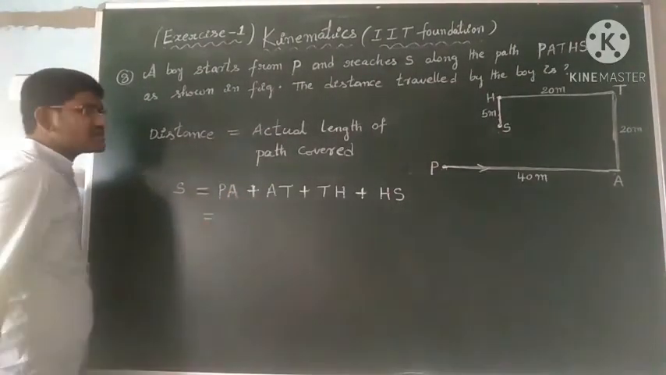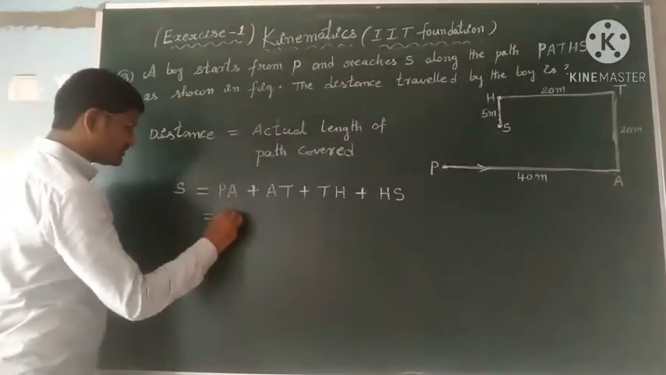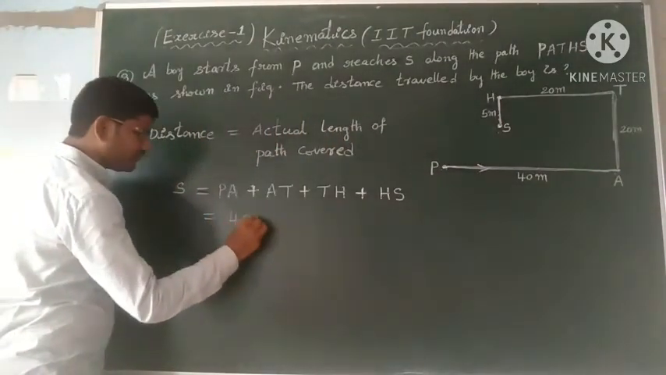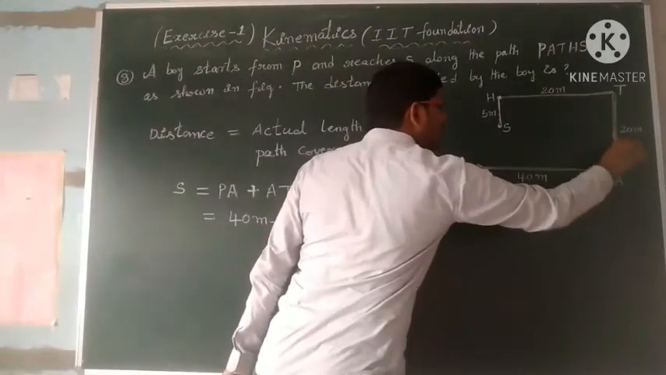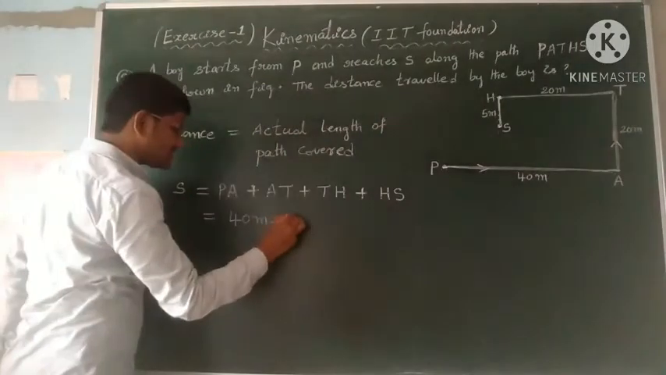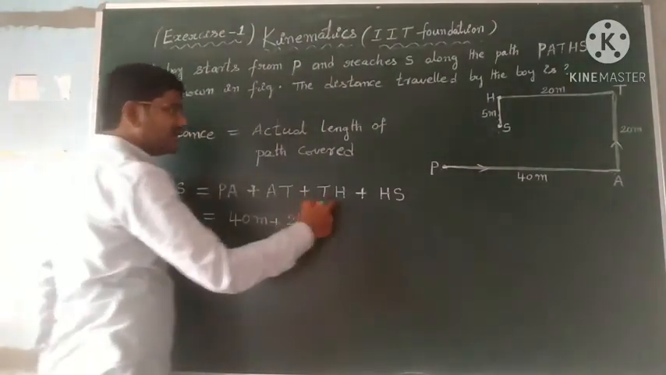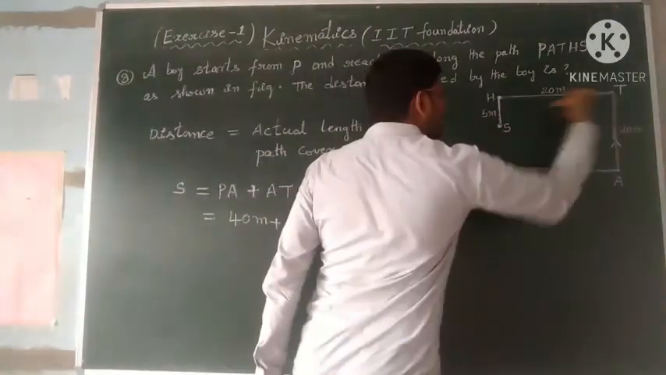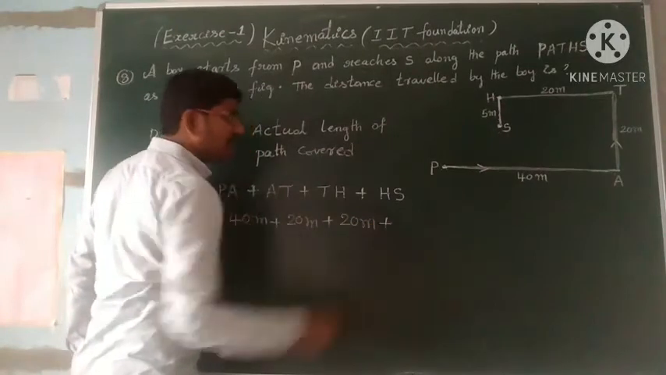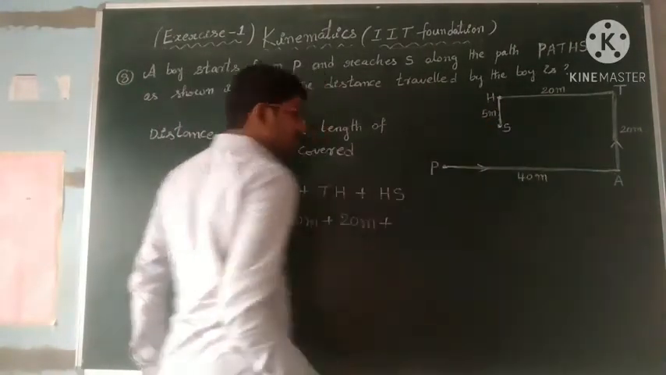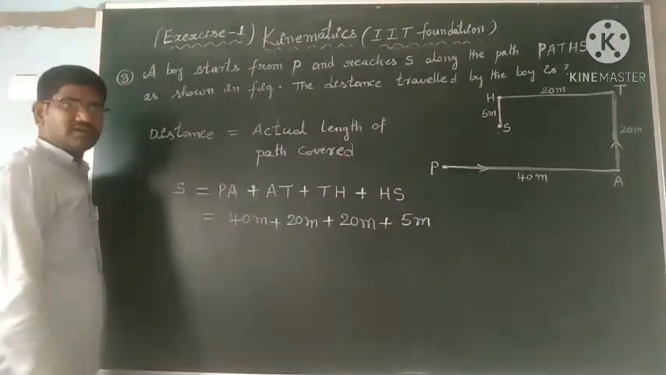Now see my dear students, P to A he walked 40 meters. Then A to T he went 20 meters. And T to H again 20 meters he covered. Plus H to S just 5 meters. So this is the total distance he covered.